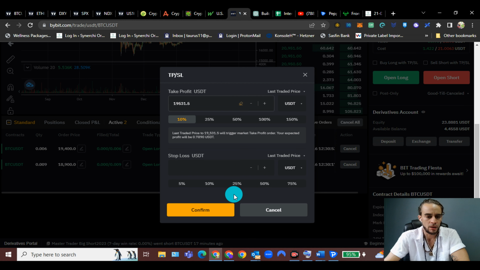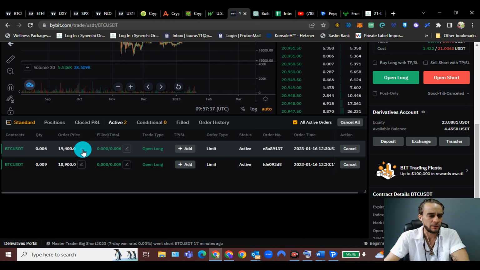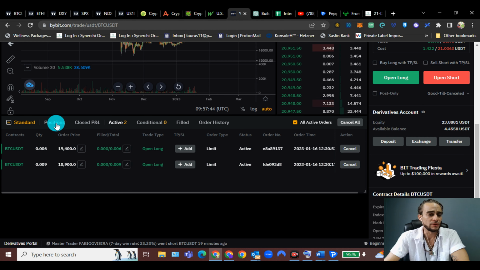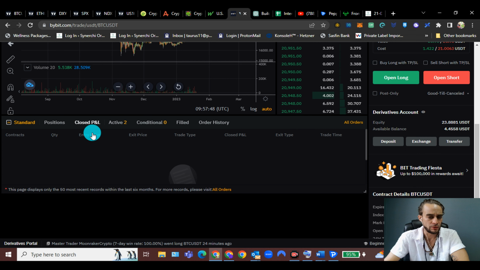So I just wanted to let you guys know how to use the platform. You can change your order price on your trades if you like. These will be your positions that will be open. As you can see, I have none open yet. Positions that are closed in profit. Profit and loss, I don't have any for now. That's very strange because I did close some trades last week.